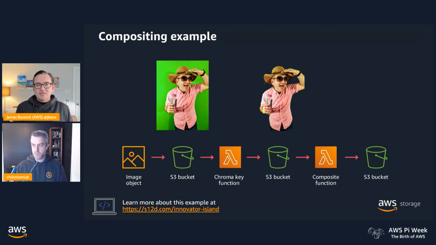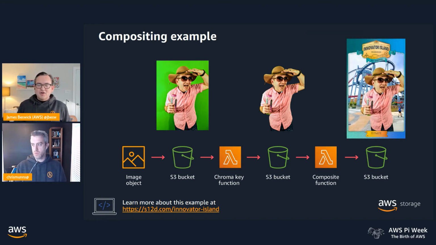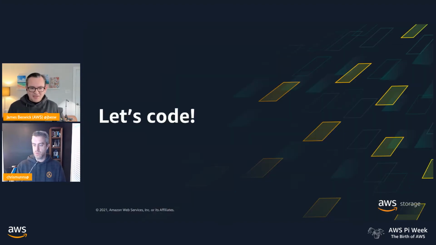Once that image processing is complete, that's written to a second S3 bucket. Writing to the second bucket triggers the next Lambda function, which is a compositing function. And that takes other graphics assets to stack those together and create the final image, which the workshop attendees would then see on their phone. So we're going to step through this and see exactly how this works. Let's take a look at the code.